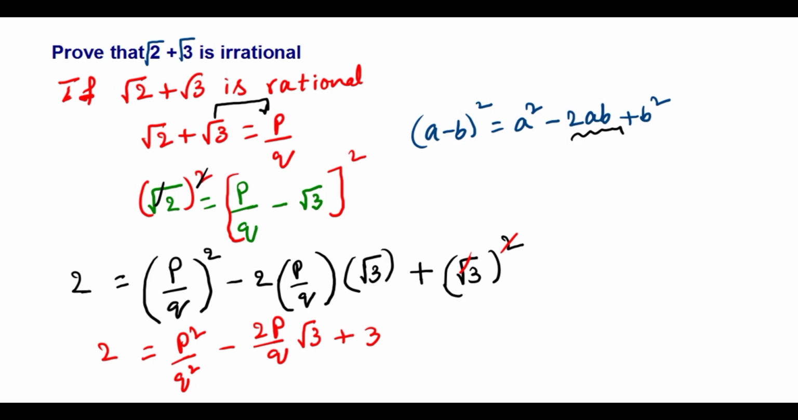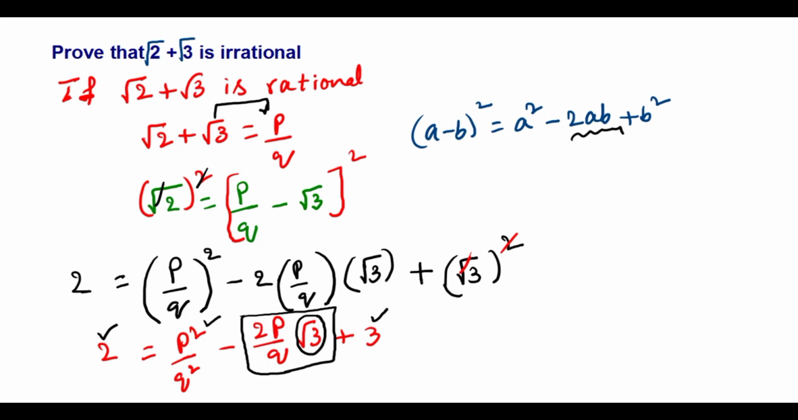Now observe very clearly, this is a very important point I am going to discuss. Just focus on this completely. In this, some numbers are rational and some irrational. I am going to tick the rational numbers: 3 is rational, and p square by q square is rational, but 2p by q root 3 is irrational, because root 3 is an irrational number. So the whole term 2p by q root 3 is an irrational number.